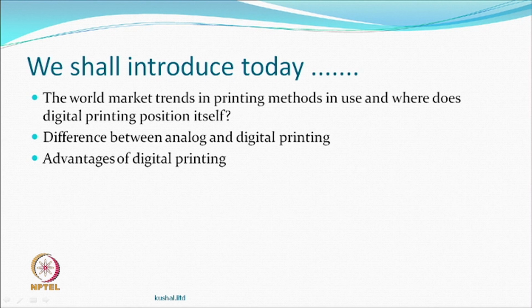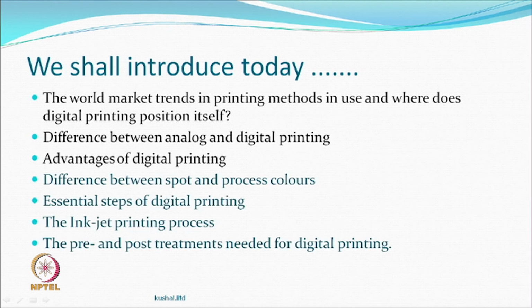So, today what we will look at is the market trend approximately, how analog and digital printing are two different sets of methods, and the possible advantages of digital printing. From the terminology point of view, we will try to understand the difference between spot and process colors, some essential steps, and the inkjet printing process of textiles.